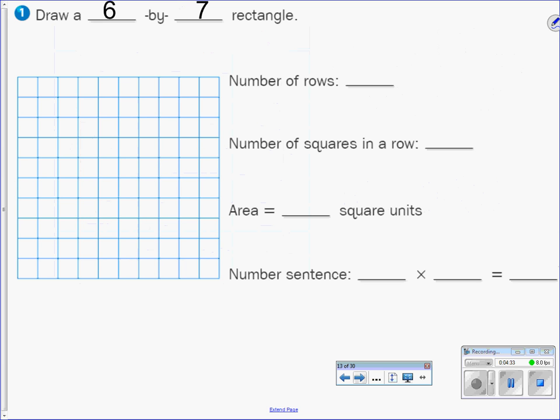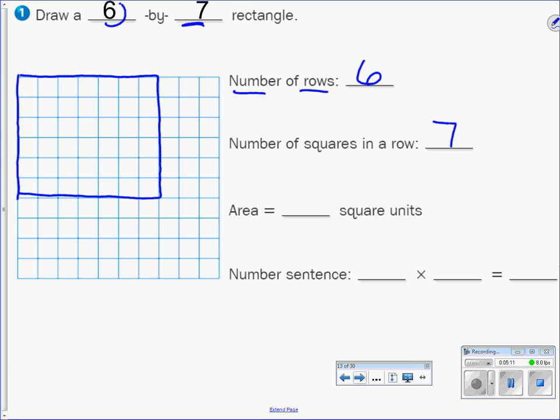On our next one, we're going to have a 6 by 7 rectangle. If I were going to draw this, I'd need to know my number of rows. The first number represents our rows, so we're going to have 6 rows, and the squares in each row would be 7. So I'm going to go down 6: 1, 2, 3, 4, 5, 6. And I'm going to put 7 in each row: 1, 2, 3, 4, 5, 6, 7. That gives me my 6 by 7 rectangle.